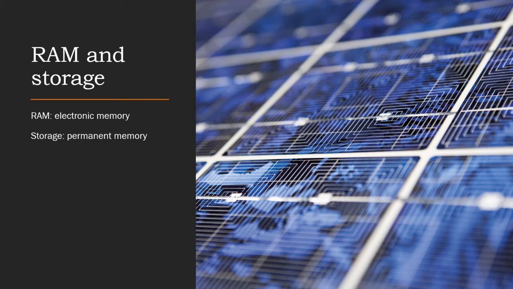Storage, on the other hand, is permanent memory. It uses non-electronic means to store the data. And by copying your data from electronic RAM into storage, you can keep it for next time. And quite often you want to do that. So first we'll look at how to write data to a file.